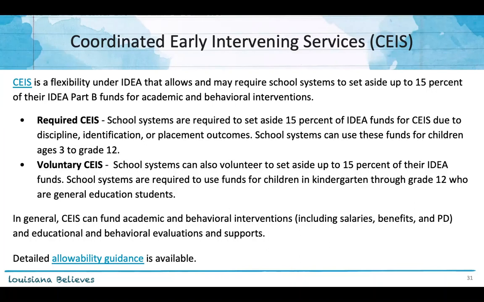For voluntary CEIS, school systems can voluntarily set aside up to 15% of their IDEA funds. However, under voluntary CEIS, school systems are required to use funds for children in kindergarten through grade 12 who are general education students. Typically, these students are at risk of not meeting state standards. In general, CEIS can fund academic and behavioral interventions, evaluations, and supports. Detailed allowability guidance is available and linked to this slide.